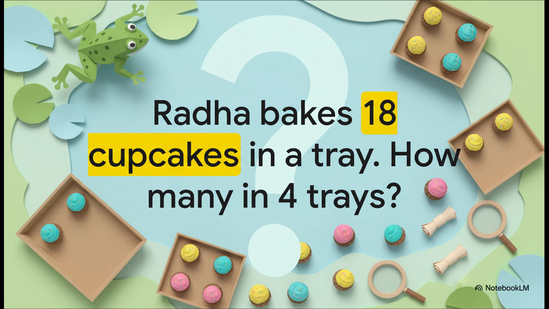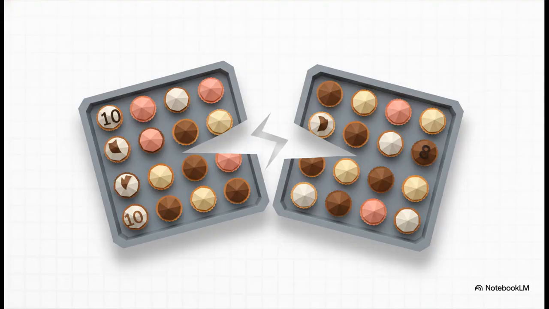Okay, let's try a slightly bigger one. Radha is baking yummy cupcakes. One tray can hold 18 of them. So, how many can she bake if she has 4 trays? Now, 18 times 4. That might look a little tricky, but don't worry, I have a super simple trick for you. So what's the trick? We just break the big number into easy-peasy parts. We can split 18 into 10 and 8. And suddenly, the whole problem becomes much easier to solve.